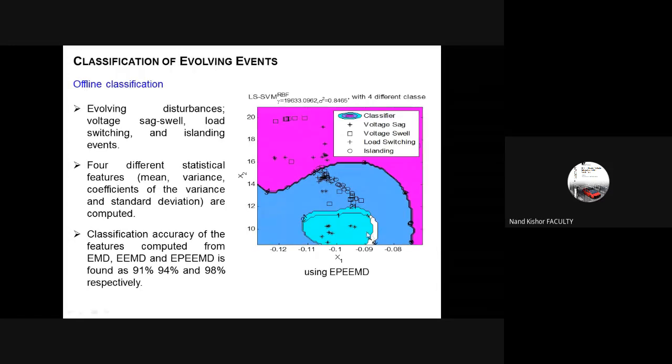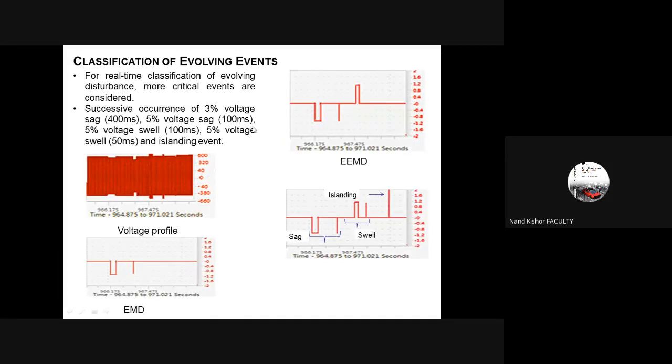This is the counter representation for the events using the EPMD technique, which had 98%. So we can see the counter representation for different events: sag, swell, load switching, and islanding occurrence. This was the offline study, and next we had a real-time study. Here you can see that we had some successive events, because we wanted to have real-time classification.